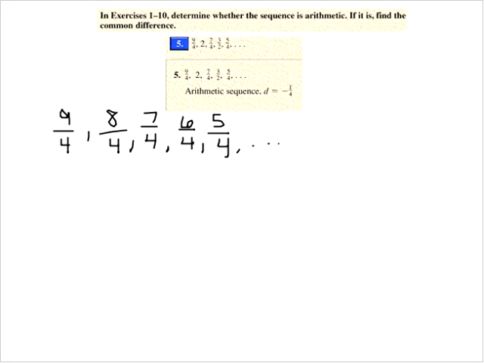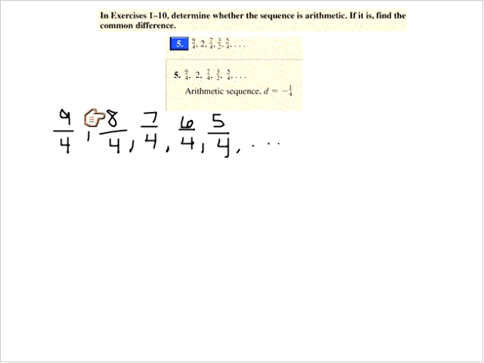Looking at this first one, we have to decide if it's an arithmetic sequence or not. So basically we're looking: are we adding the same number to get to the next term, or subtracting that same number to get to the next term? For me, it helps to see everything written with a common denominator of 4. So I took the sequence and rewrote it with the common denominator of 4, and I see there's a pattern.